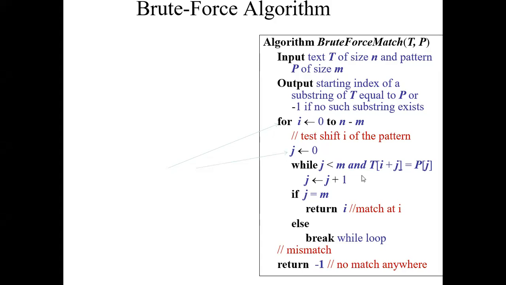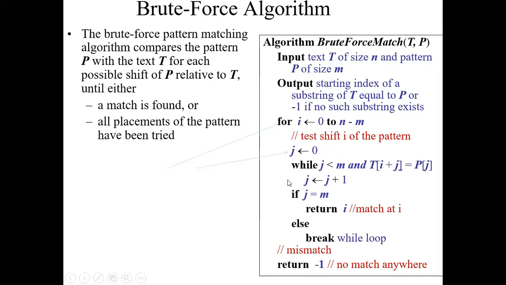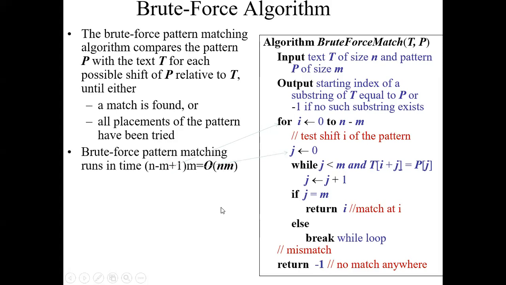If it is not clear, when we practice the question, it might become clear, or when you do self-revision, it should be clear. So this is what we saw, that the brute force pattern matching algorithm compares pattern P with text T. For each possible shift of P relative to T, we are doing one-by-one shift until either a match is found or all placements have been tried. So if a match is found, I return i. If there is no possible placement, I return minus 1. That is why there are only 2 return statements.